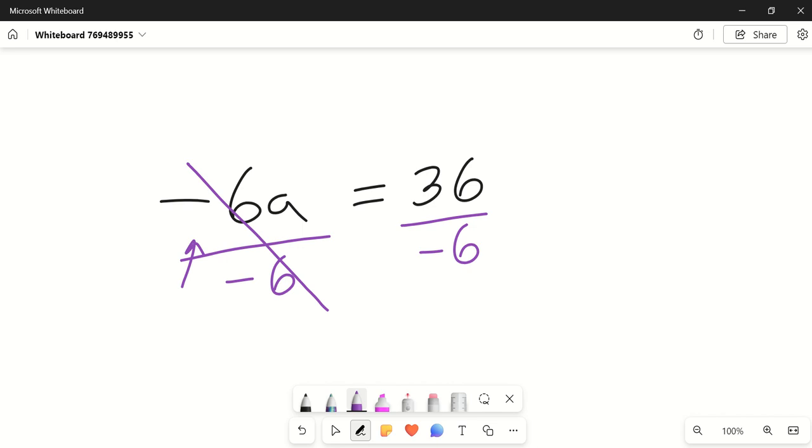What will that become? I'm looking for people's hands that have not been called on today. Angelo. 36 divided by negative 6 will be? Negative 6. Remember, when you have a positive and you divide by a negative, the answer will be negative. Same rules as multiplication, remember?